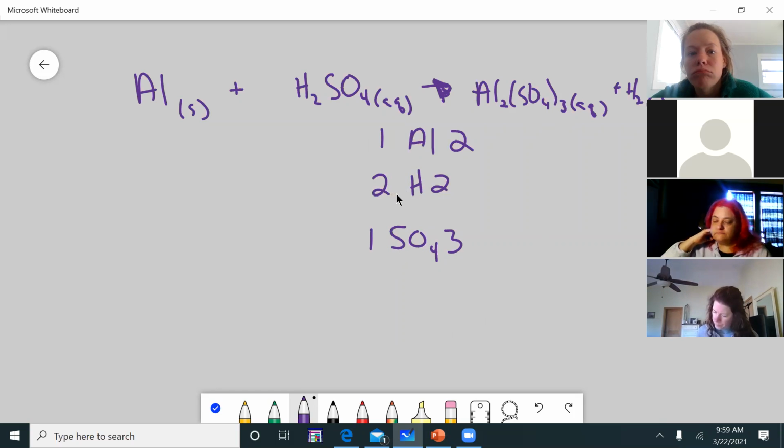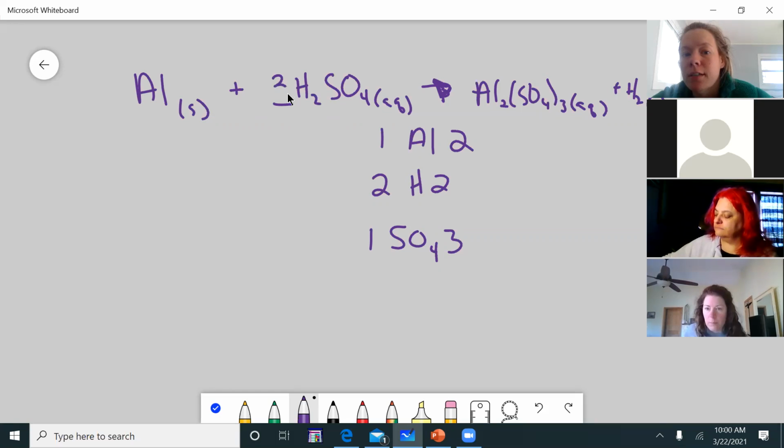Now, I guess I could balance the aluminums first. It's kind of by itself though, so I'm going to mess with the sulfates first. There's 3 sulfates on this side, so I need to get 3 sulfates on this side. I cannot put parentheses here and put a 3 around the outside. I can't mess with the subscripts. The only thing I can do is change the coefficient. So I'm going to put a 3 in front of this thing. Now that 3 gets distributed to everything.